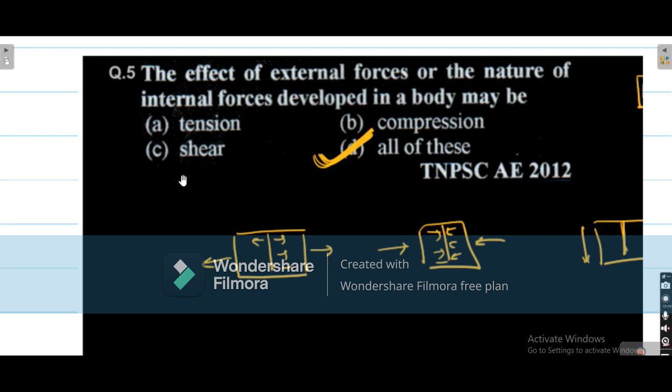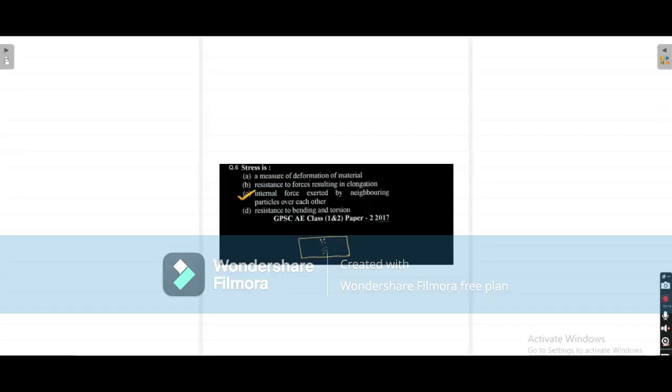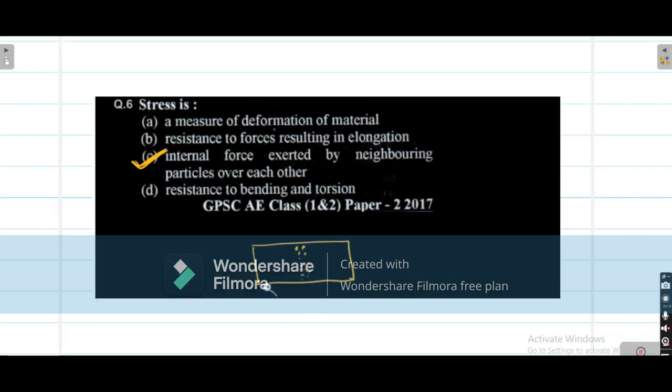So what will be the correct answer? Tension, shear, compression, all will be. That means all of this. Next question. Next, stress definition practice: what is stress?